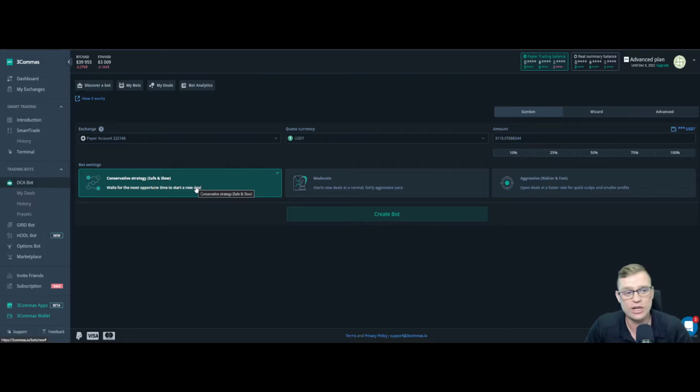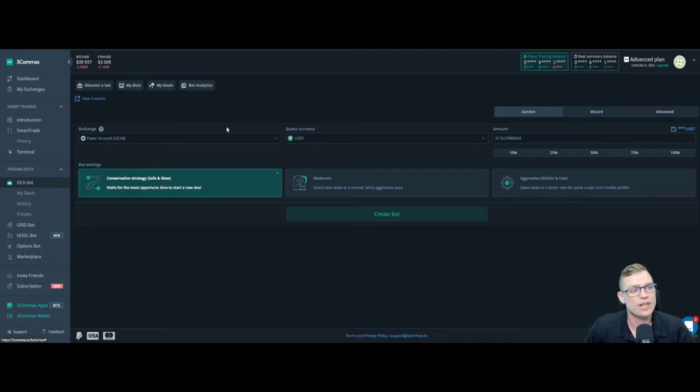You have a conservative strategy, which is safe and slow. It waits for the most opportune time to start a new deal. You also have a moderate, which starts new deals at a normal and fairly aggressive pace. We also have aggressive. It's riskier and faster. It opens deals at a faster rate for quick scalps and smaller profits.